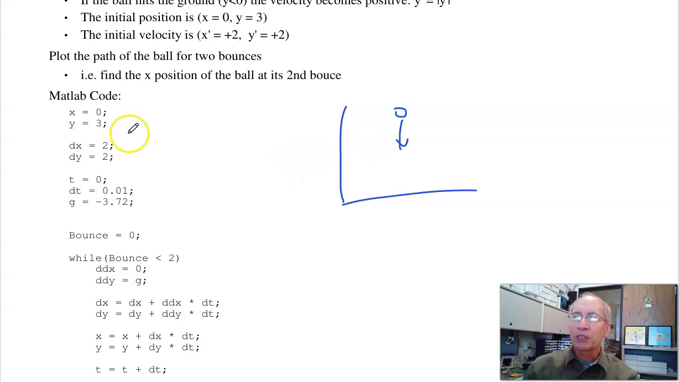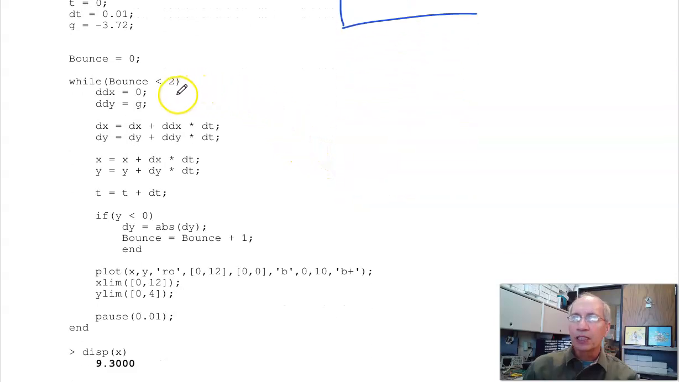What happens if we give it some initial conditions, some initial velocity? What path is it going to take? Well, I know the acceleration. Integrate once, I get velocity. Integrate again, I get position. Plot the position over and over again. And that's the dynamics of the bouncing ball.